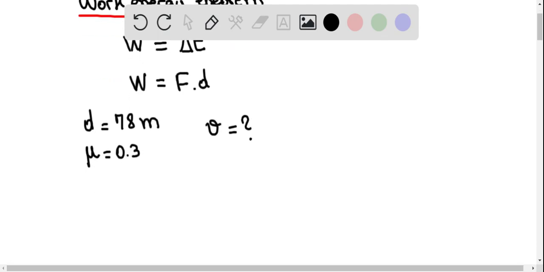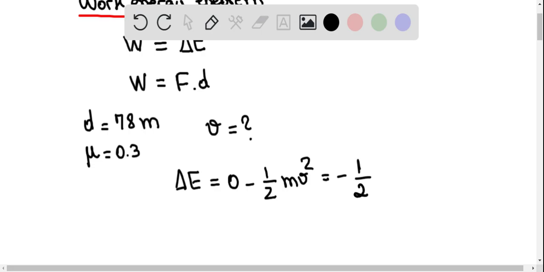Well, notice that the change in kinetic energy of the car is equal to the final energy, which is 0, minus the initial energy. That's 1 half of mv squared. So the change in energy is minus 1 half of mv squared. The work is the work done by the friction force on the car. So that's minus the normal force times mu times d.